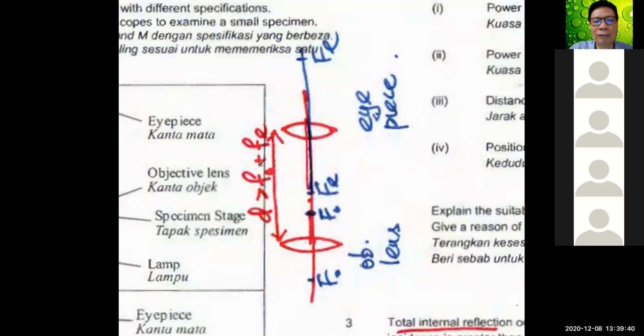Bigger than FO plus FE, understand? Because the gap is here. If FO plus FE is not enough, right? Because you have the gap. So the distance must be bigger than FO plus FE. Okay? That's the answer, you know.